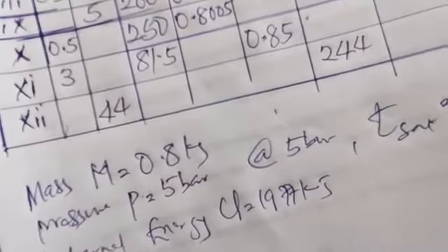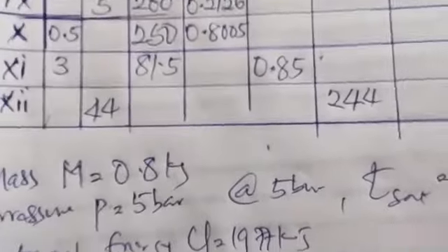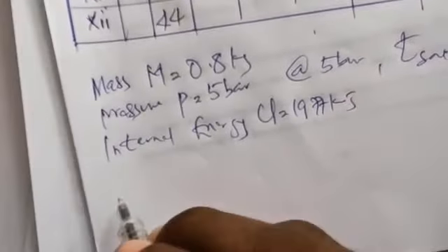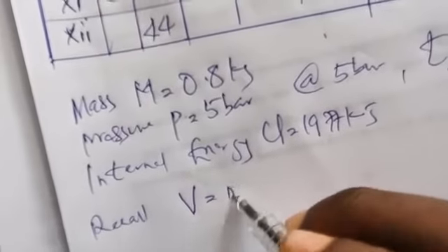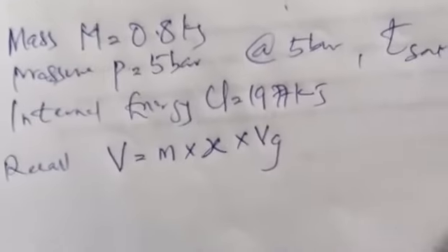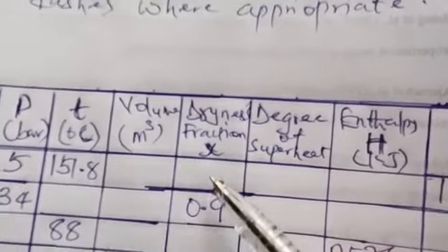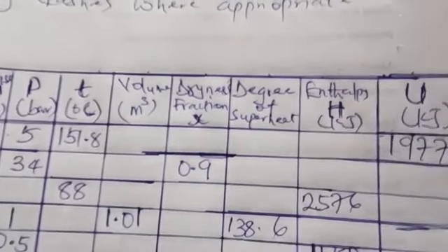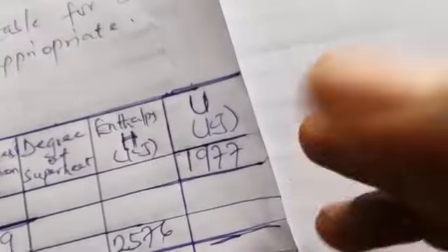Next thing to find is the volume, and of course we know that to obtain the volume, recall the relationship between volume and dryness fraction: the total volume V is simply the mass times the dryness fraction times the volume of the gas at the given pressure, so that's Vg. From the question, we weren't given the dryness fraction, which means we need to obtain it. To do that, we were given total internal energy as 1977.